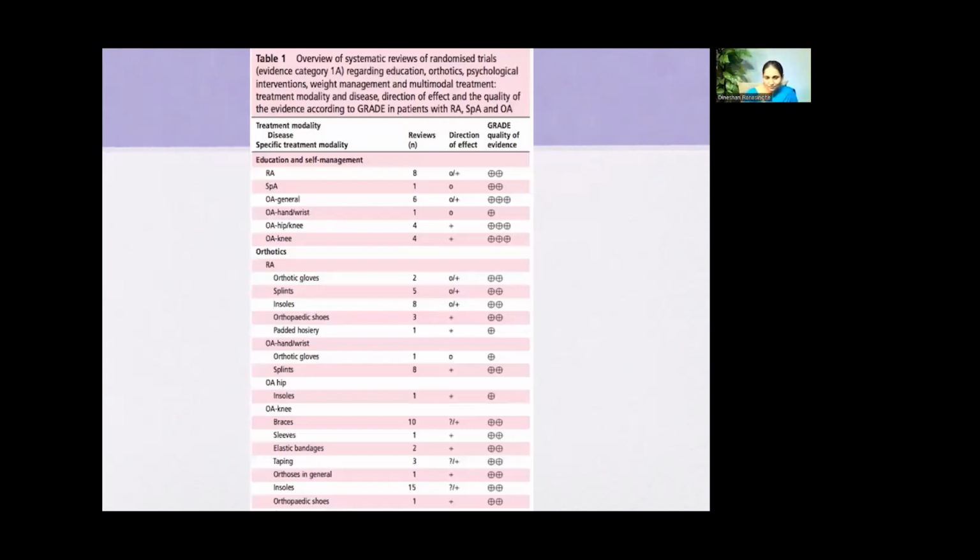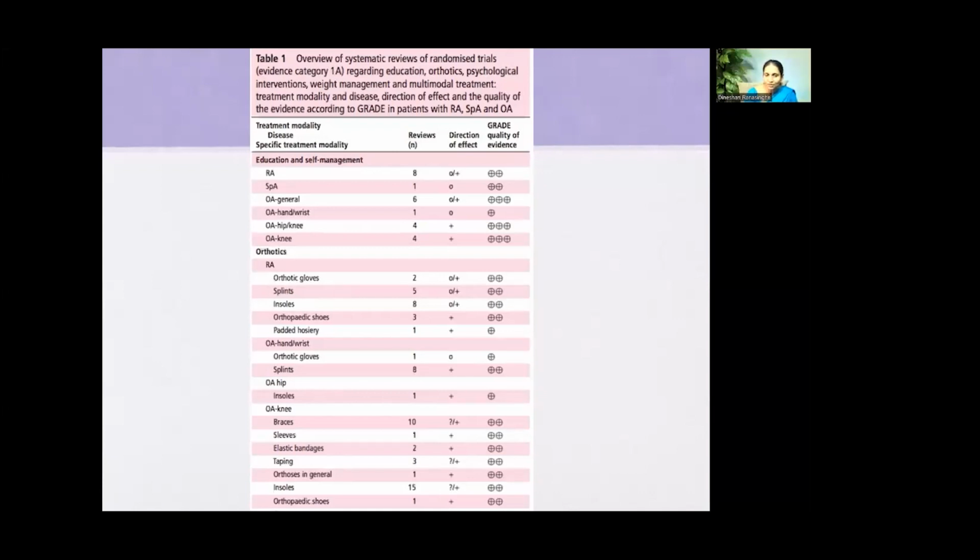You will not see any negatives here. They have looked at these things and the quality of evidence for this. So it's a systematic review of reviews and randomized trials, and they have looked at different modalities and how they will affect pain. So they have looked at education and self-management in patients with RA, spondyloarthritis, osteoarthritis in general, osteoarthritis of the hand, hip, and OA in general.